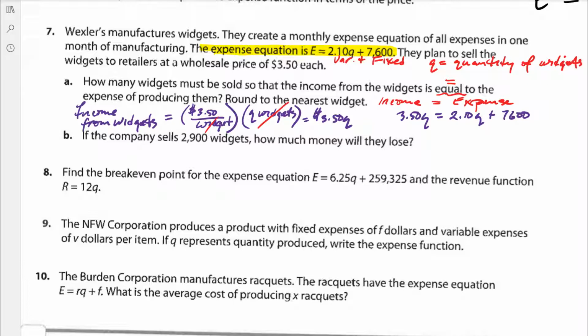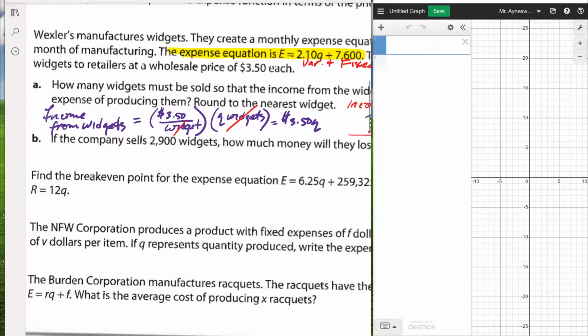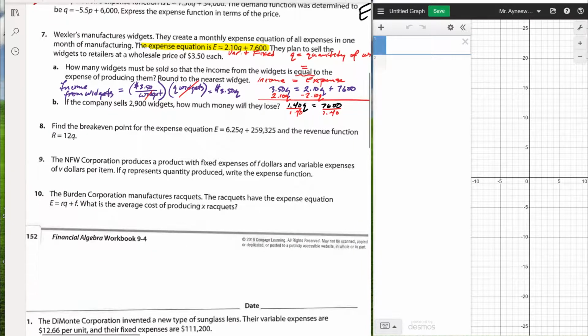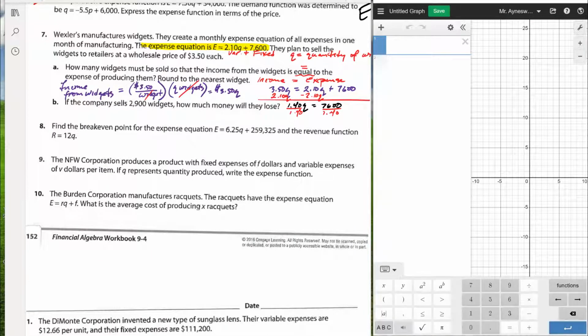Well, to solve this, you just simply subtract $2.10 Q from both sides. Just some basic, simple algebra here. 350 minus 210 is $1.40, so we get $1.40 times Q is equal to 7,600, and then all you do is divide by $1.40. That's why I said get a simple calculator handy, because you will be making some simple calculations. So let's take 7,600 and divide it by $1.40.